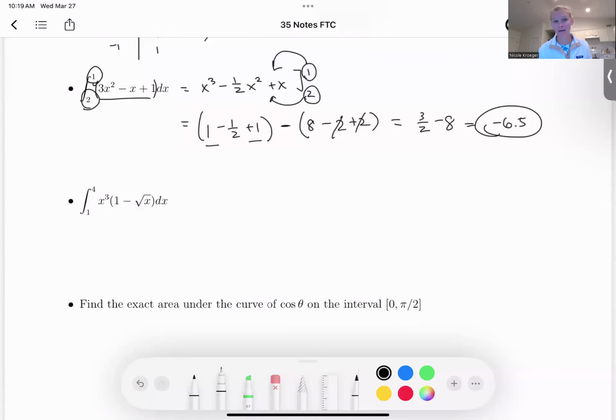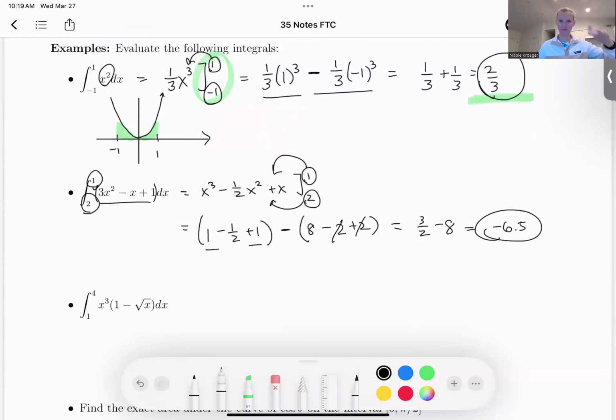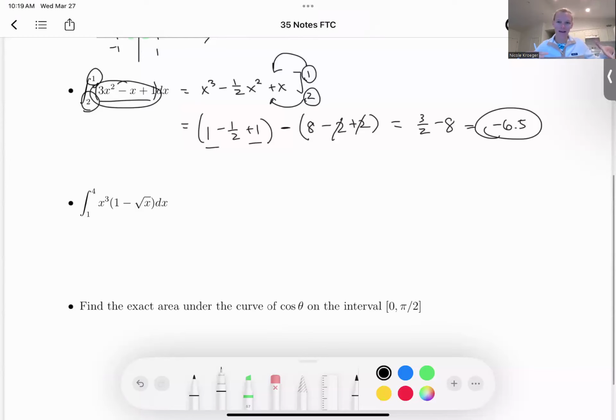It's okay to get a negative number out of an integral. If our function is totally positive, like it was in the first part, we should be getting a positive number. This function must have some negative values between 1 and 2, and so it's okay to get a negative number out. In a couple of days, we'll talk about what that negative number means.